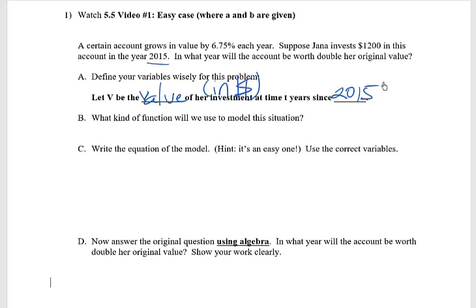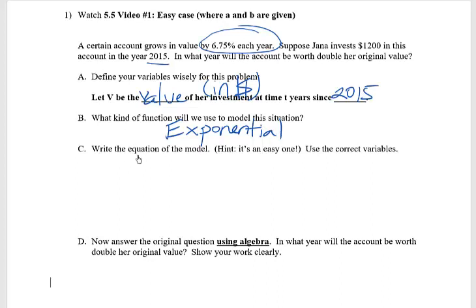What kind of function are we going to use here? We've only learned about two, linear and exponential. I know you're not shocked that the answer here is exponential, but the reason is because of this. When you see something changing by a constant percentage, that is one tip-off that you're dealing with an exponential function.